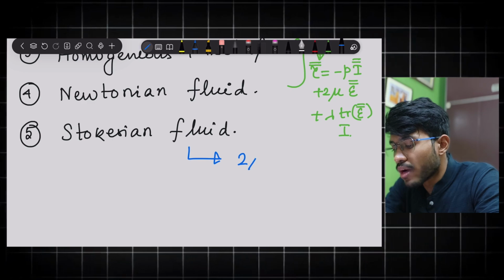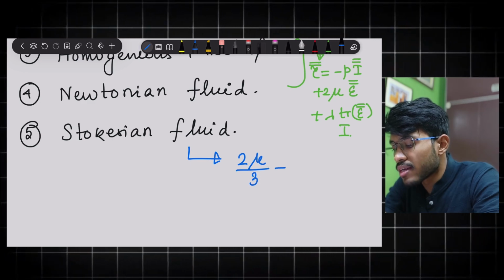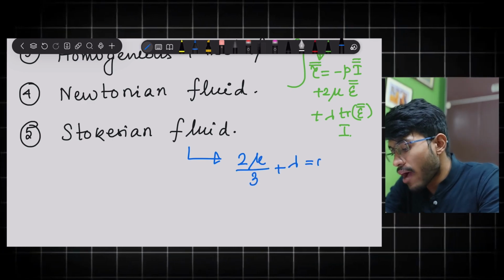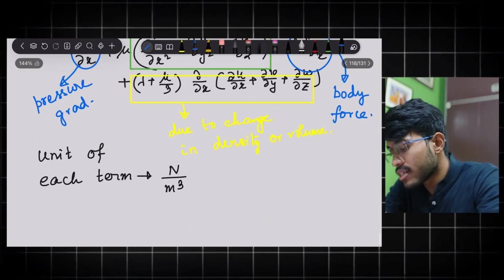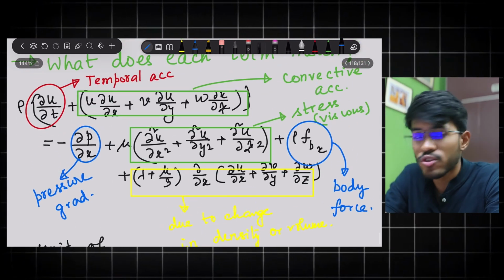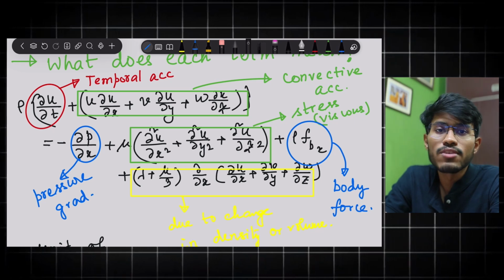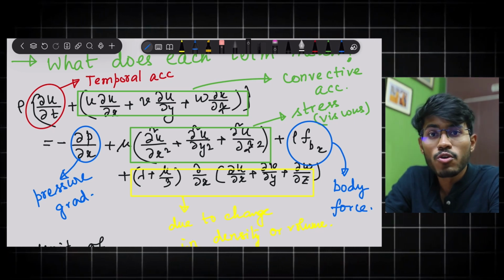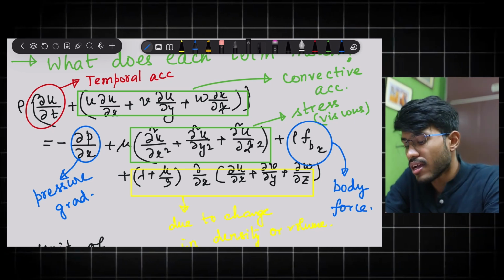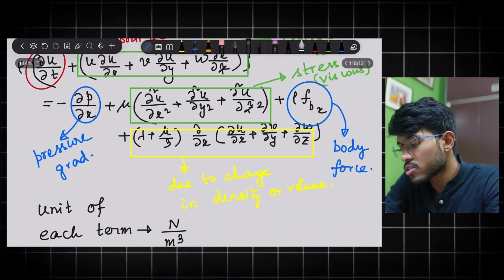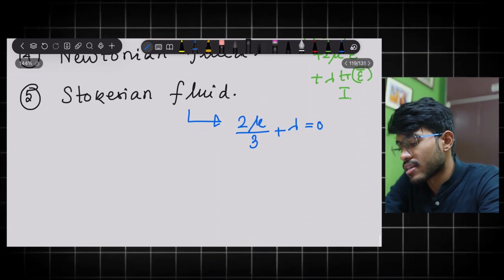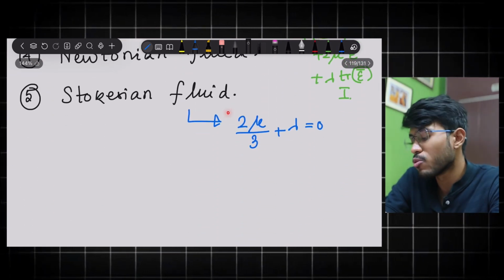So 2 mu by 3 plus lambda is equal to 0. See, you have one variable lambda here. This is actually called the volumetric dilation coefficient. Now, how can you find the value of lambda in terms of the known quantity, that is the viscosity? That you can find if the Stokesian fluid assumption is taken. Then lambda is equal to minus 2 mu by 3.